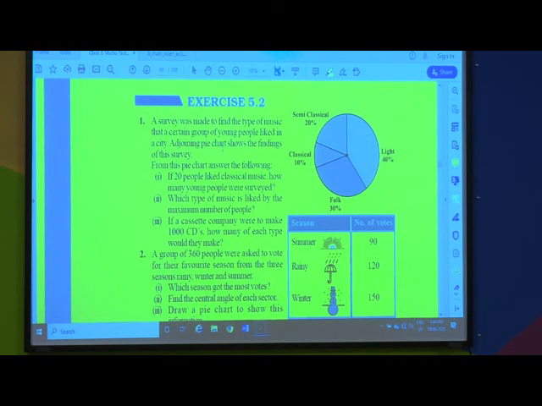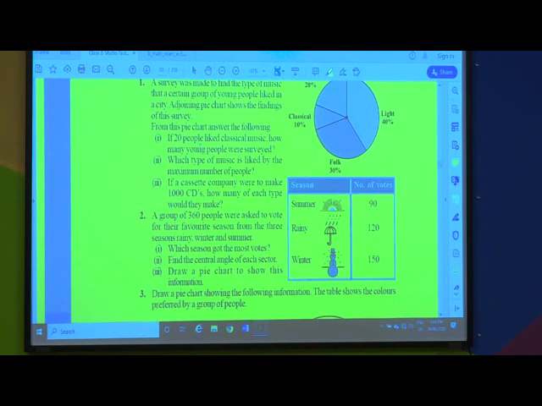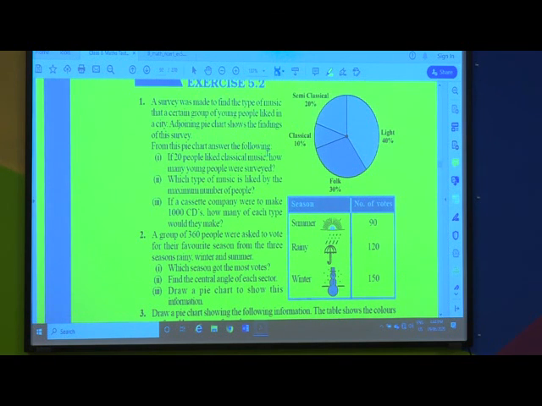Proceeding further, if 20 people liked classical music, how many young people were surveyed? See what they are saying. If 20 people liked classical music, what is the percentage? It is 10%. And what is the count of people they have said for 10%? 20 people. And what is the question? How many young people were surveyed? Totally, how many people was the survey of?